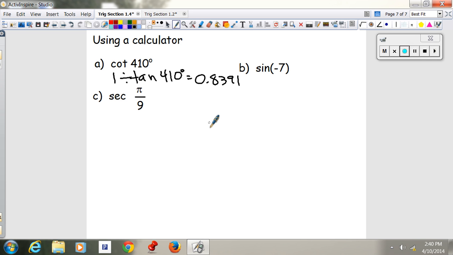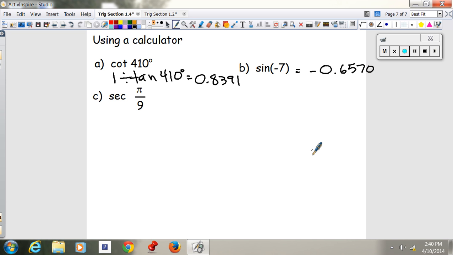What about the sine of -7? Okay, so it's just sine of -7. You don't have to do any 1 divided bys. So sine of -7. And you should get negative 0.6570.